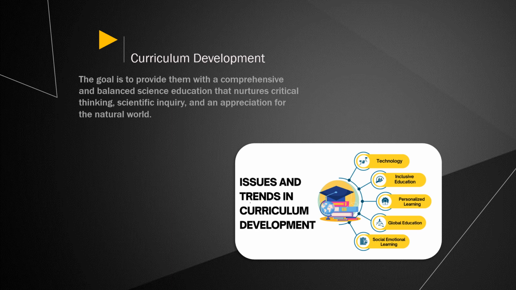The goal is to provide them with a comprehensive and balanced science education that nurtures critical thinking, scientific inquiry, and an appreciation for the natural world. Here are some key considerations and elements involved in curriculum development for primary school science subjects.